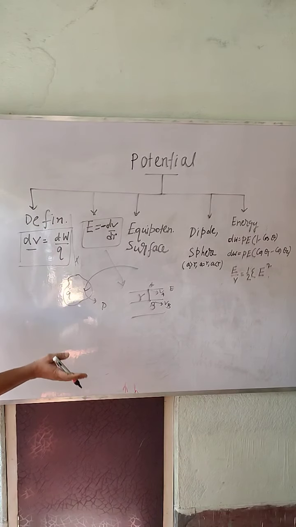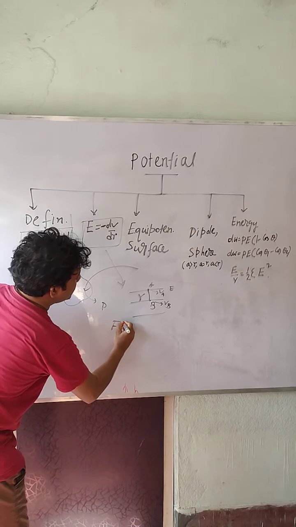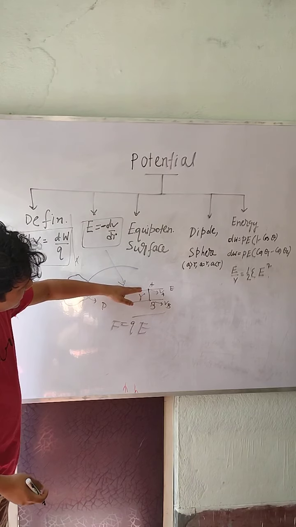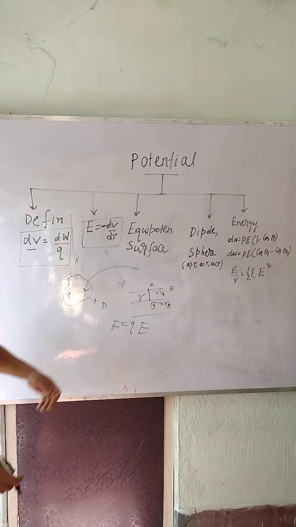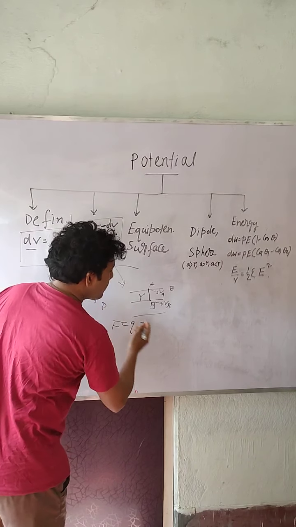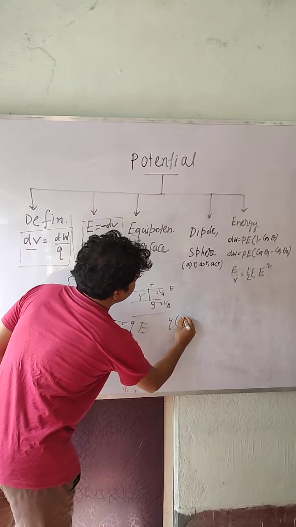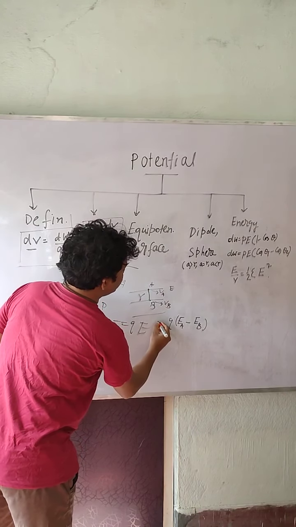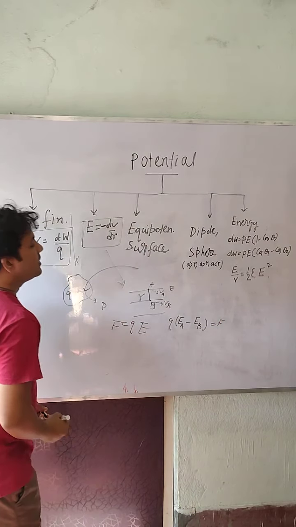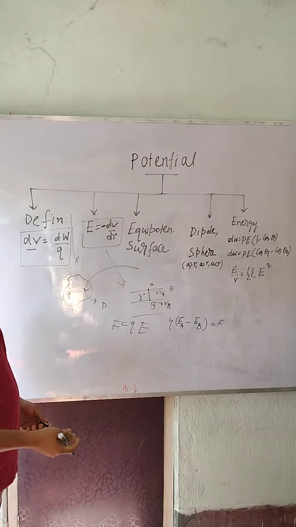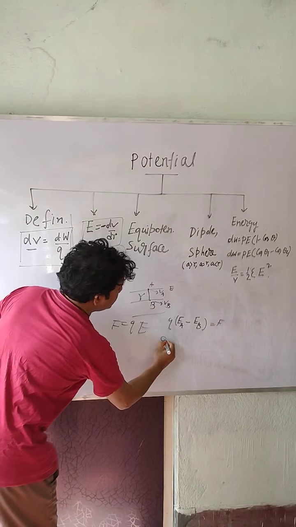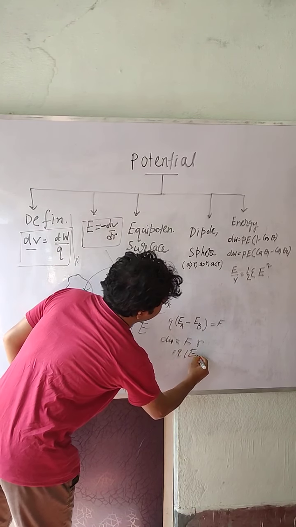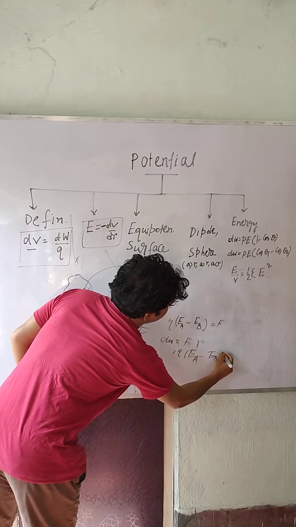We know the relation between force and electric field: F is equal to QE. So the work done to bring a charge Q from point A to point B is basically Q into EA minus EB. This is the force required. And what is the work done? Work done is basically force into displacement. So dW, the work done, is equal to force into displacement R, so Q into EA minus EB into R.